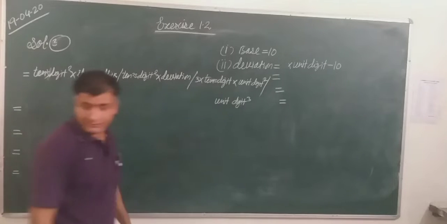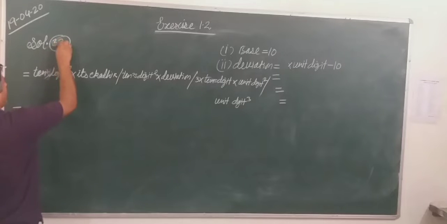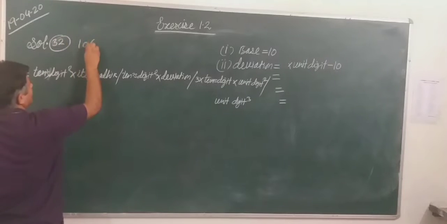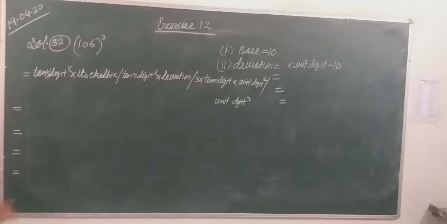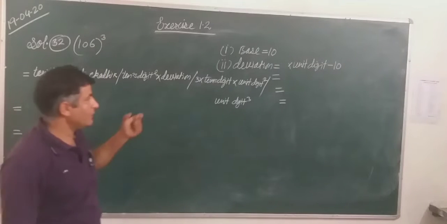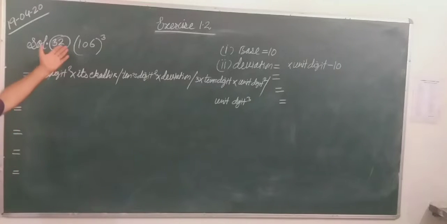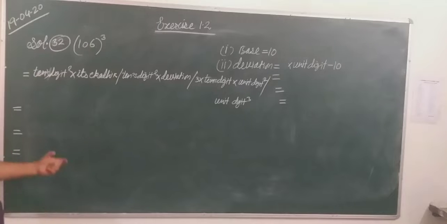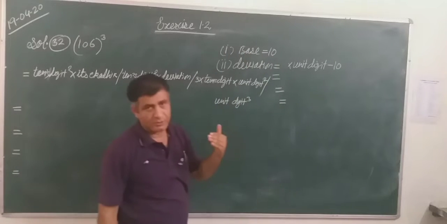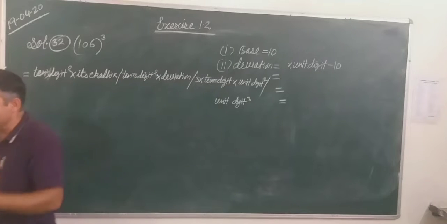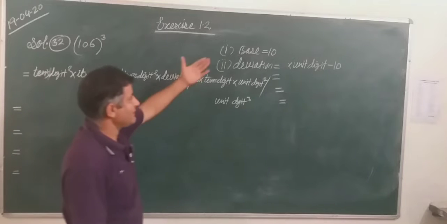So the next question is we have to find out the cube of 106. In this question we have to find the cube of the number 106. So here we have to find the solution. We have to find the cube of 106. So by the same method you will take the base here as 10. In the Sutra Ekadhikena Purvena way, if we have to find the cube, we will take the base here as 10.